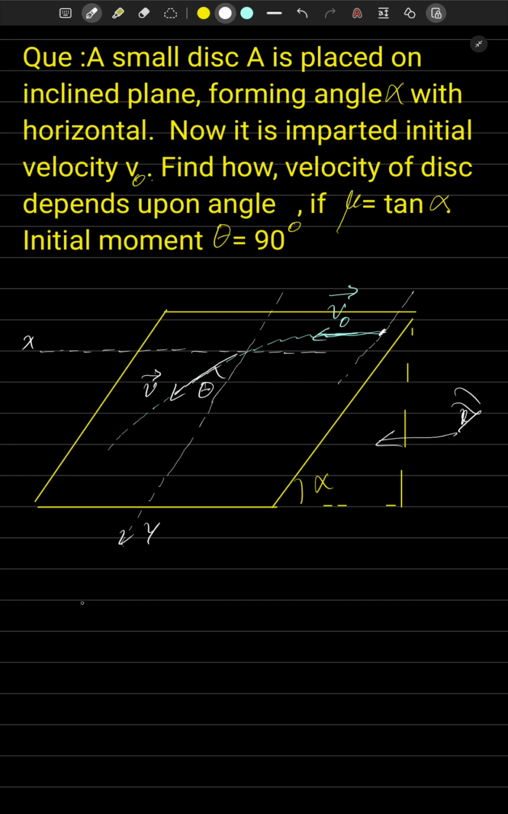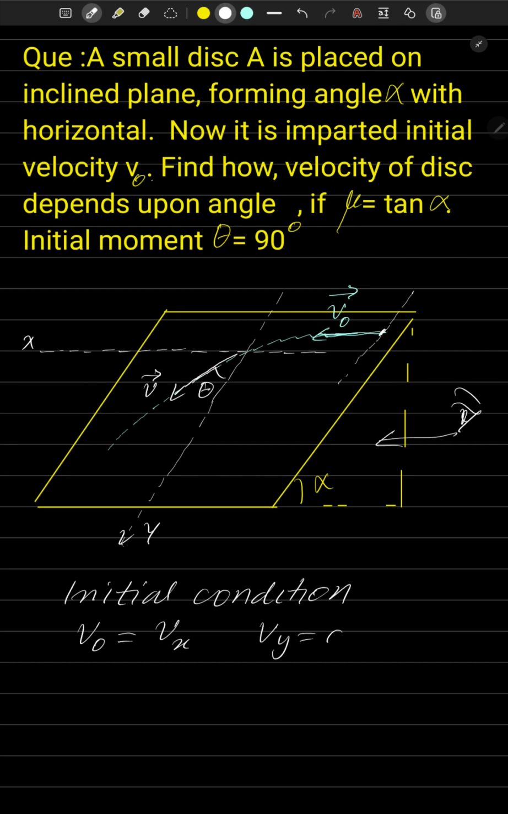To start, look at some initial conditions. Have a look at v naught. This is actually the initial velocity imparted along the x-axis. There is no velocity imparted along the y-axis, and initially the angle you use is 90 degree with the x-axis.